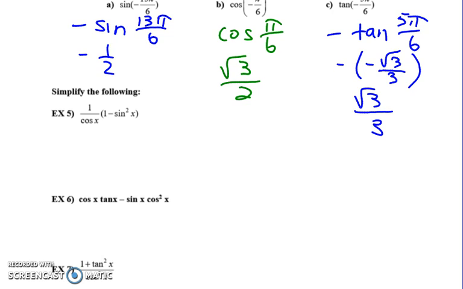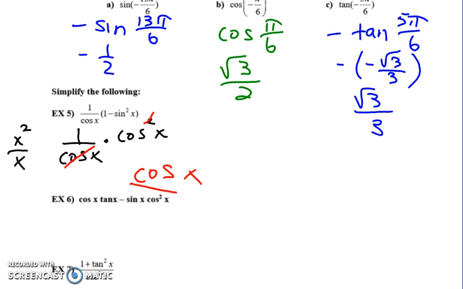Let's look at example 5. Simplifying again. So if we have 1 over cosine x times 1 minus sine squared x. Well, we know 1 minus sine squared x is cosine squared x, so this is 1 over cosine x times cosine squared x. So we got a square over a regular cosine. No different than x squared over x would just be x. Our answer here, no more square, that cancels out. So we are just left with cosine x.